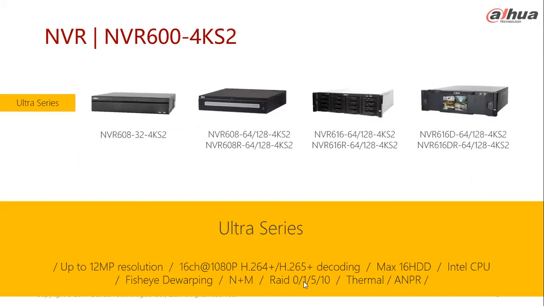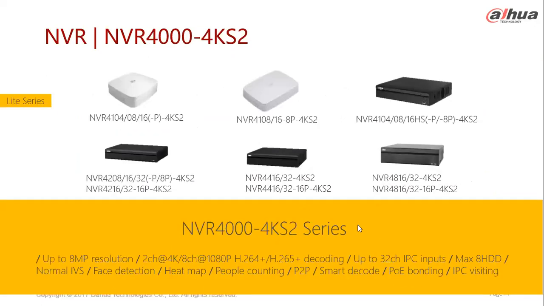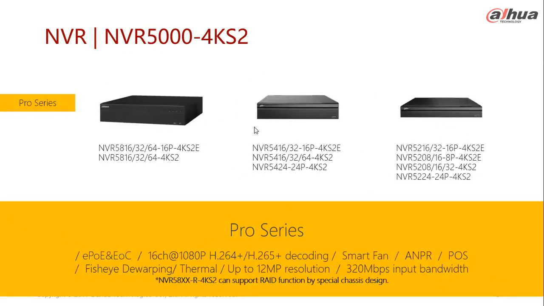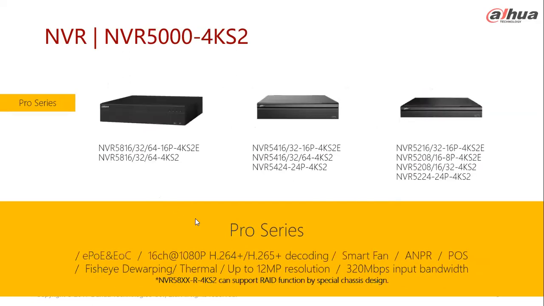So the Ultra series and Pro series support fisheye wrapping, thermal cameras. For the series, you have a heat map, P2P. For resolution, you can run up to 8 megapixel cameras on this NVR 4 series. NVR 5 supports cameras of up to 12 megapixels. NVR 6 supports cameras of up to 12 megapixels resolution.